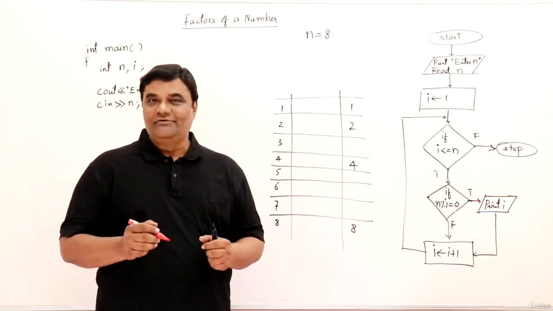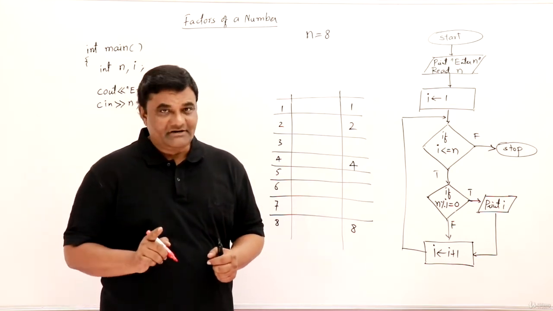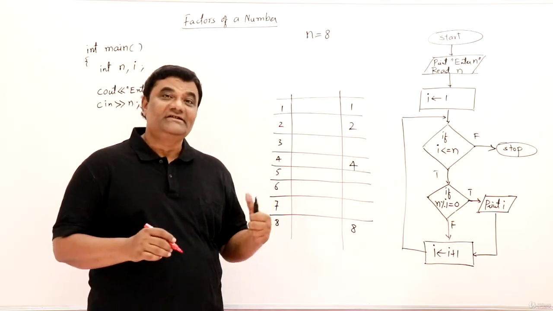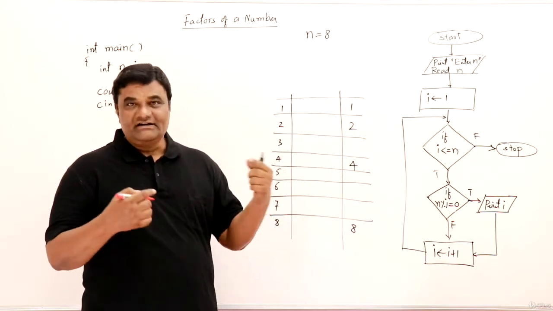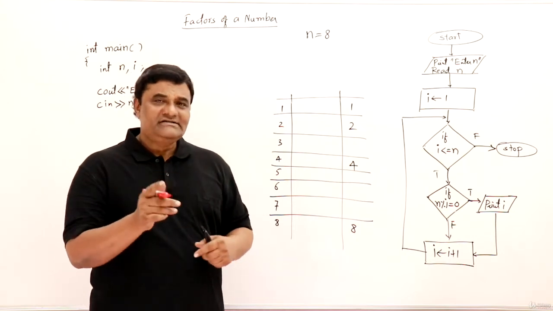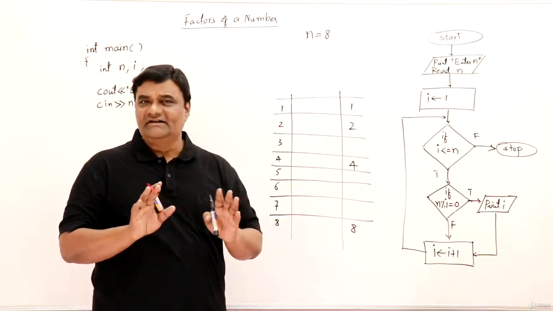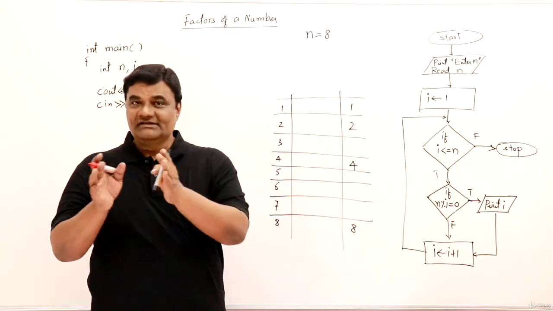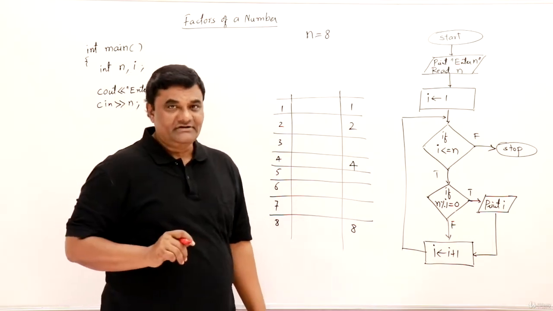Let us write a program for finding factors of a number. First of all, I'll explain what it means by factors, then we'll see the procedure, then the flowchart and program. See, this is similar to the previous one. Some minor changes are there. So how a few changes can make it a new solution, you have to observe this one.